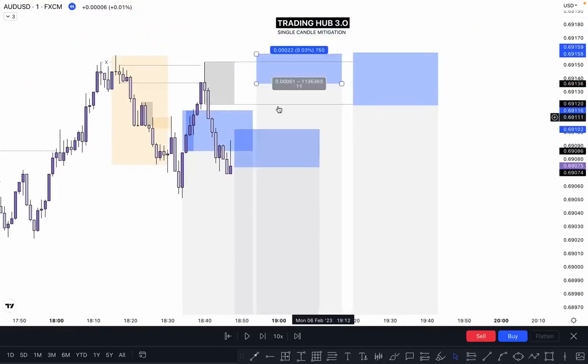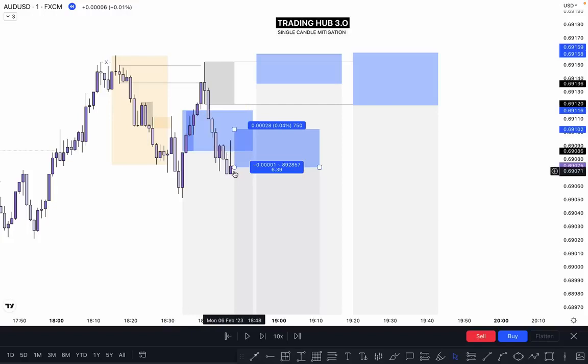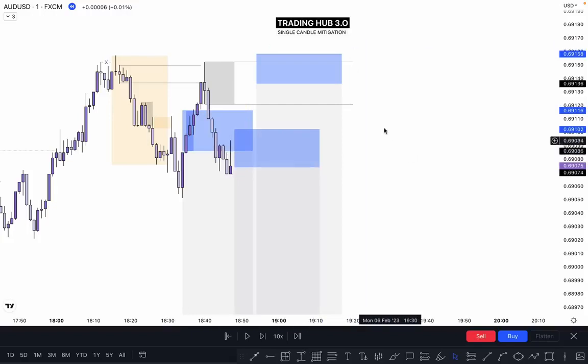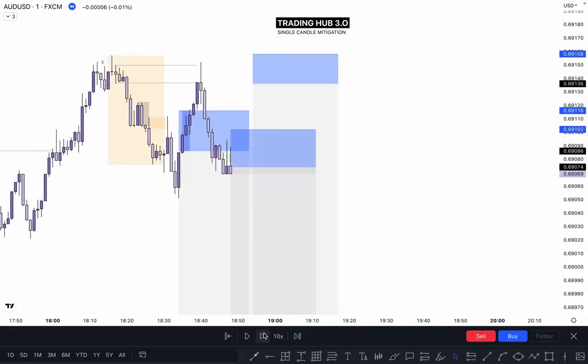What happens if the market creates a single candle order block at this point? So how can you deal with it? Let me delete this one because this one is not mitigated here. Okay, let's see what happens next after this one.